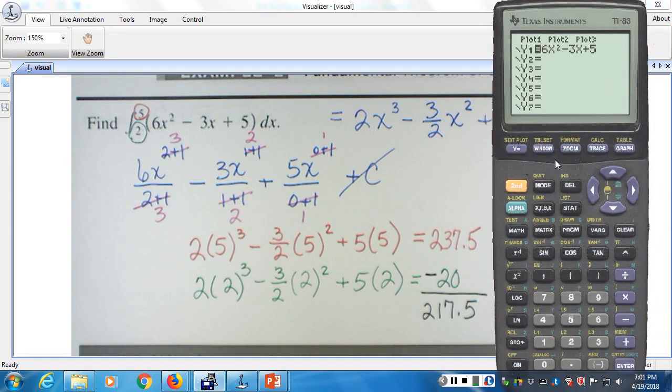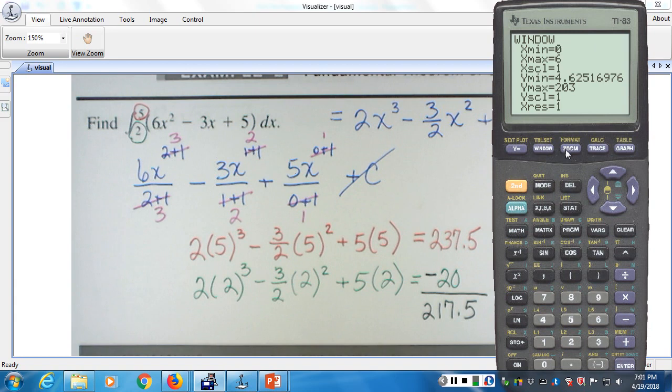I have put the integrand into y1. Okay? And y1 is turned on so that it will graph. This will only work if you put the equation that you're integrating in y1 or some y value. It has to be in a y value, and it has to be turned on so that it'll graph, because it only operates on the ones that it can see on the graphing screen. So then I set my window up since our limits were 2 and 5. I set my window up to go from 0 to 6.